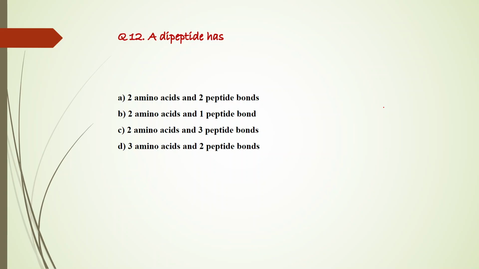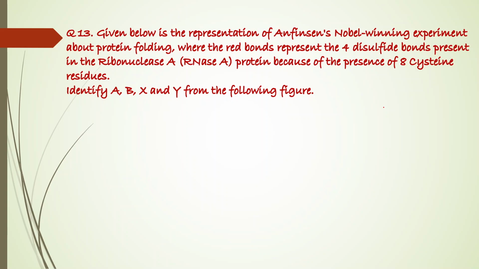Okay. We all know that dipeptide means there are two amino acids and one peptide bond. Do not get confused with the name, thinking that dipeptide means there will be two peptide bonds. No, di means two amino acids are joined with each other via peptide bonds. So dipeptide means there will be two amino acids and they will be joined by obviously one peptide bond. Okay. Moving to the next one.